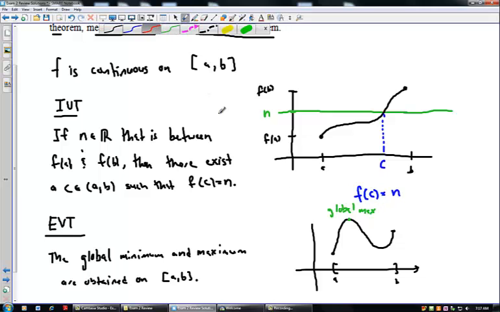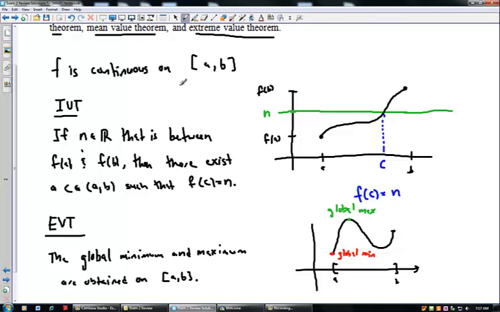And also, you'll reach your global minimum, which is down here. So this is my global min. It's the very lowest point on the graph. The extreme value theorem guarantees that this will occur on a closed interval. If the interval is not closed, it may not obtain its global maximum or global minimum.